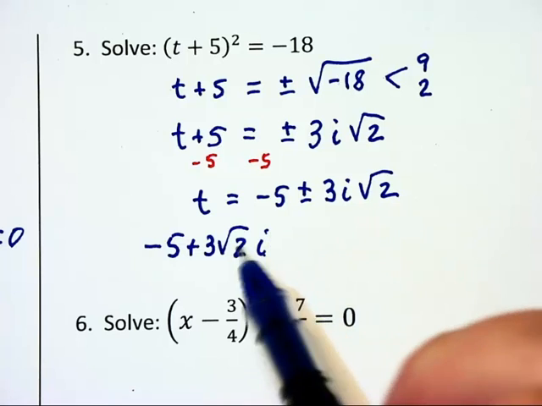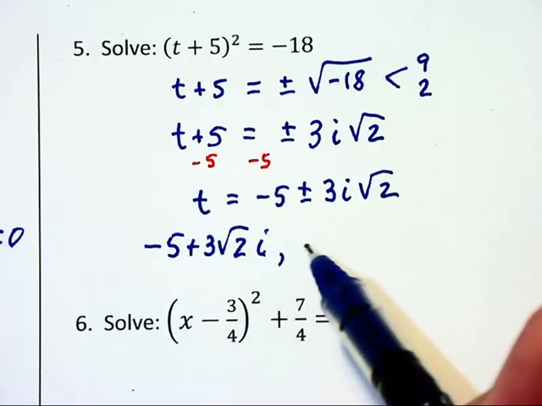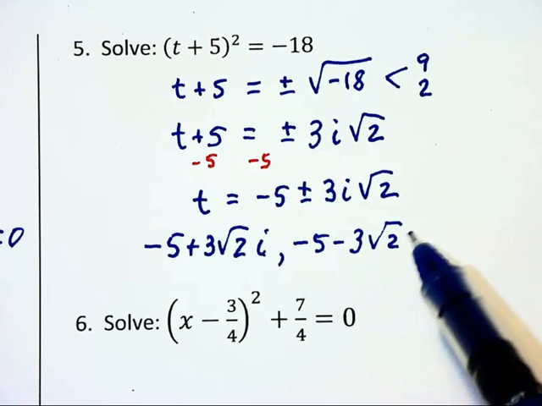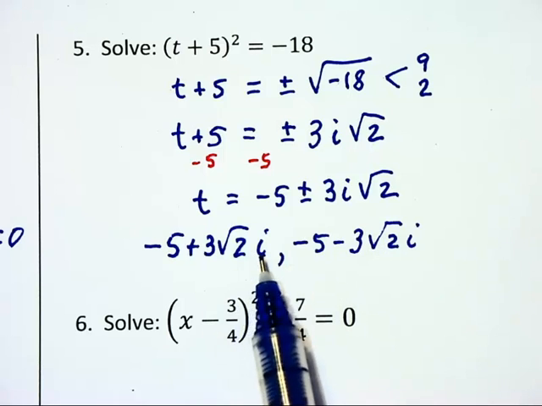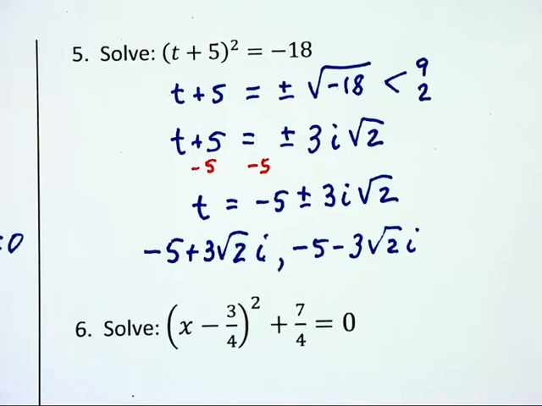Be careful that the i does not go inside the radical. Comma, the other solution, negative 5 minus 3 root 2i. You can play around with putting the i in front of the radical if you wish, but do so at your own risk because I don't know which homework system you may be using.